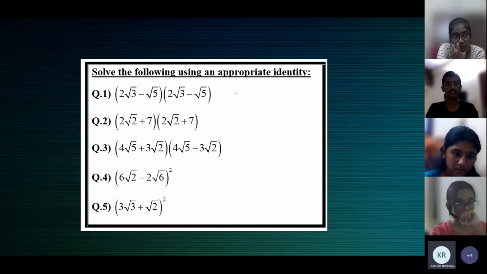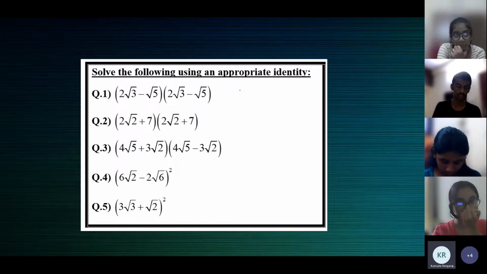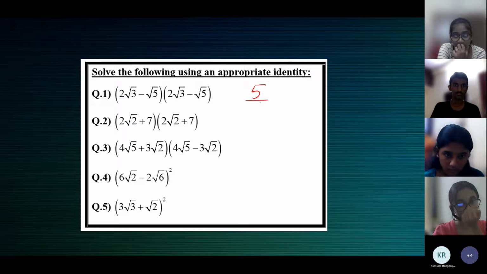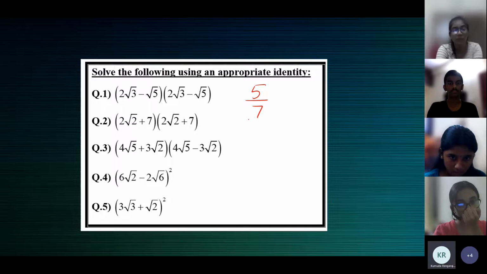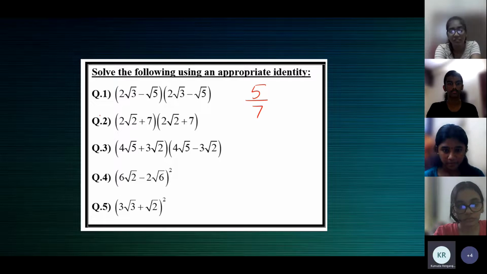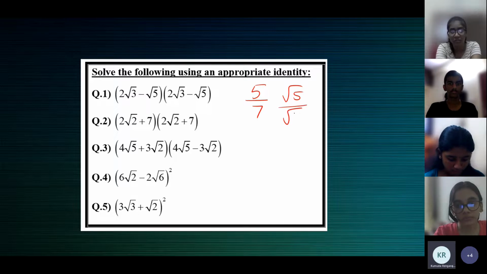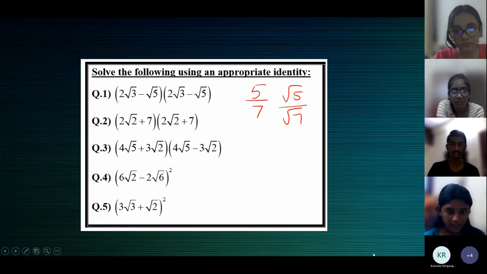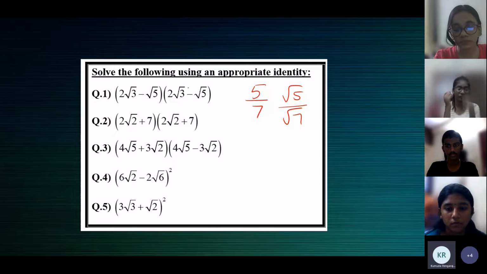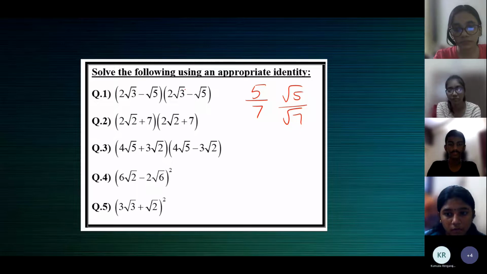Now answer these questions. Tell me if what I write on the screen is rational or irrational. Is 5 by 7 rational or irrational? Rational, ma'am. Is root 5 by root 7 rational or irrational? Irrational, ma'am. Why? It looks like integer by integer, no?